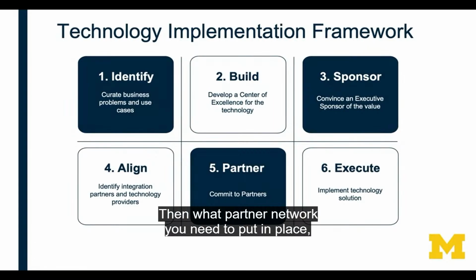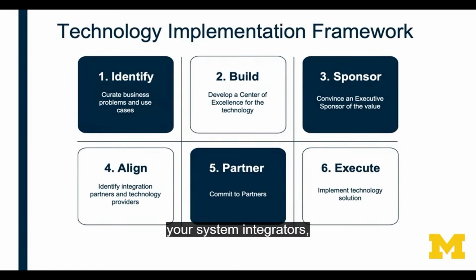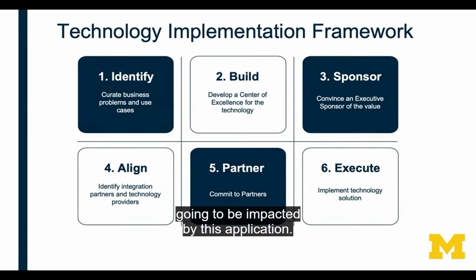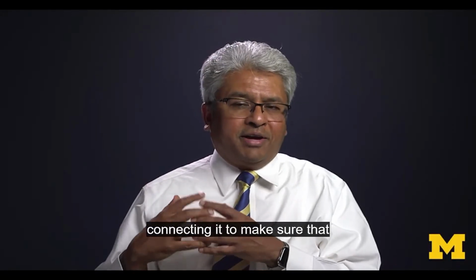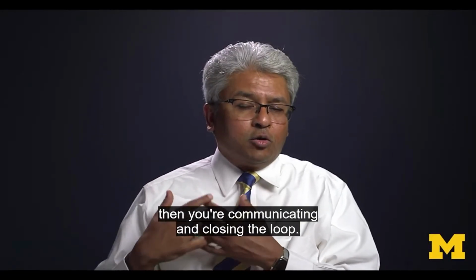And then what kind of partner network you need to put in place, bringing together your platform providers, your system integrators, your internal partners, your IT department, your workers who are going to be impacted, and management decision makers who are going to be impacted by this application. Build this ecosystem and make sure they are all convinced, and then start the change management process very effectively. Finally, the execution, where you're putting the pilot in place, showing the proof of concept, showing it working, and correcting it to make sure the business value results are out. Then you're communicating and closing the loop.